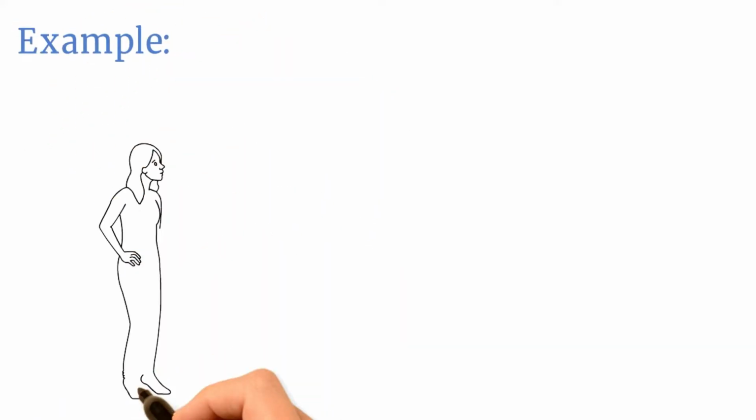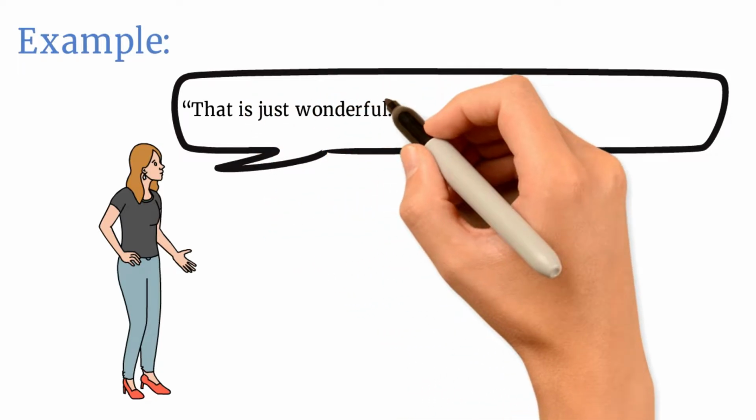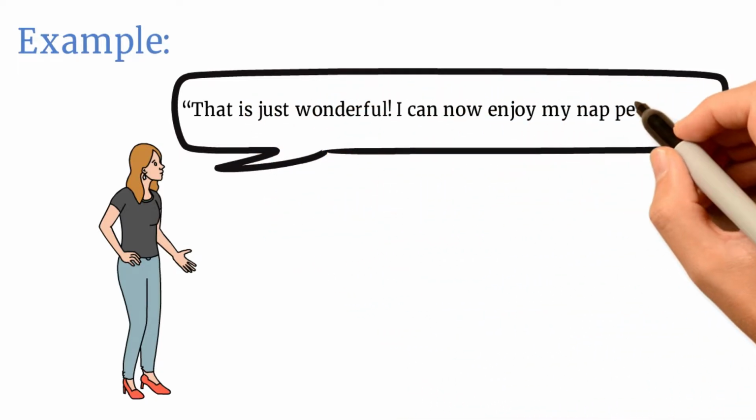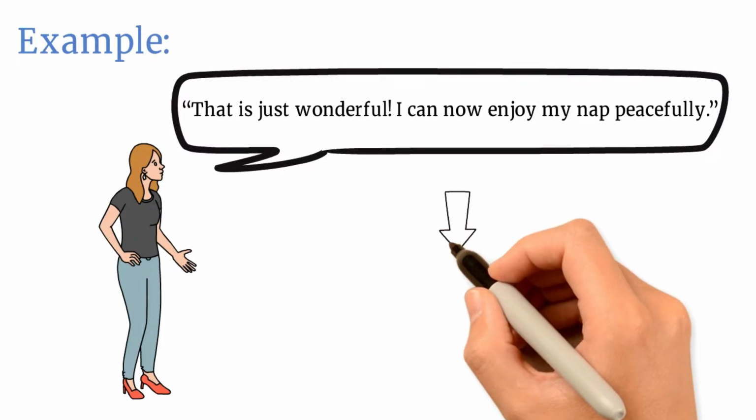Now, let's take a look at one example. Tessie says, "That is just wonderful. I can now enjoy my nap peacefully." As we can see, the utterance lacks context, so we do not really understand why the speaker says such a thing. Therefore, we can infer what the speaker implies without taking into account any particular context, since there is not any.